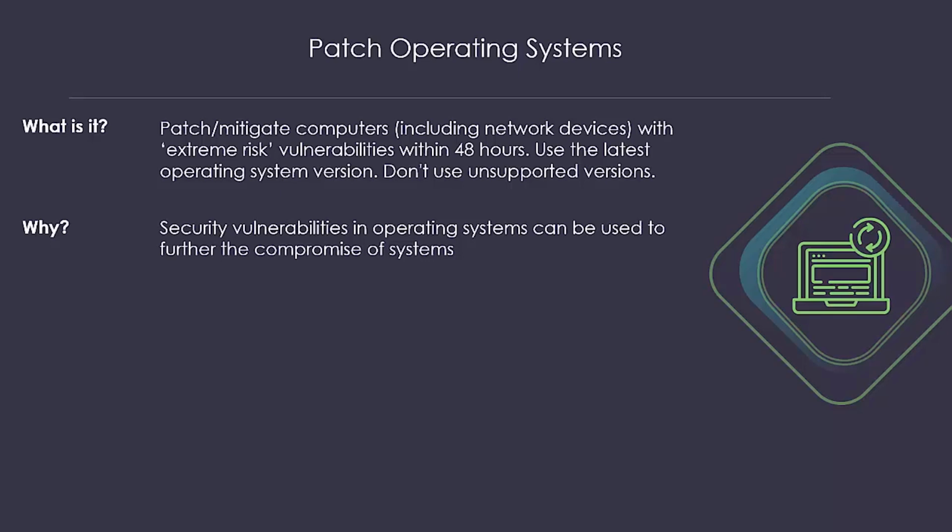To get to level 3 with this one, the ACSC want you to patch your operating systems within 48 hours of a patch release. However, please do be careful with this guideline. With our patching process, we review them and then we push them out to test groups before we publish them to thousands of computers.